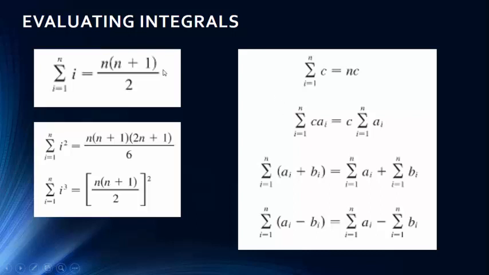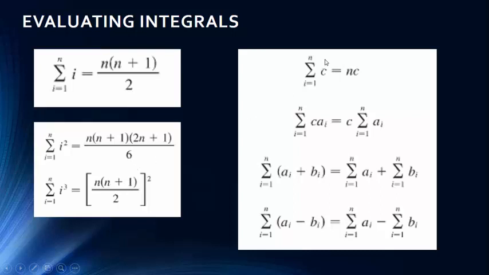These three formulas on the left are very important, and you need to memorize these. If I isolate the summation of i, I can rewrite this in terms of the number of rectangles as n times n plus 1 over 2. The summation of i squared can be written in terms of n as n times n plus 1 times 2n plus 1 over 6. The summation of i cubed is n times n plus 1 all over 2, and that whole quantity squared. You need to memorize these three formulas.